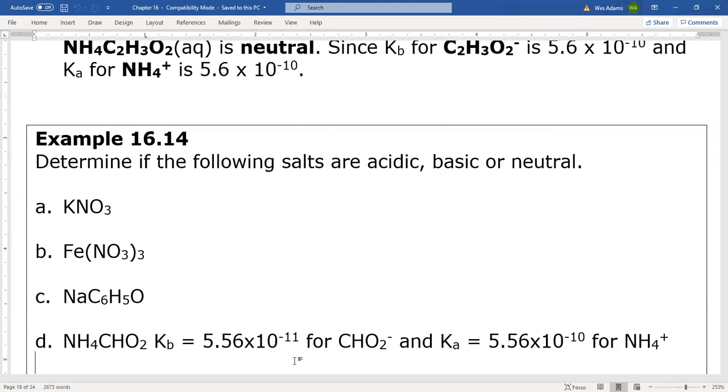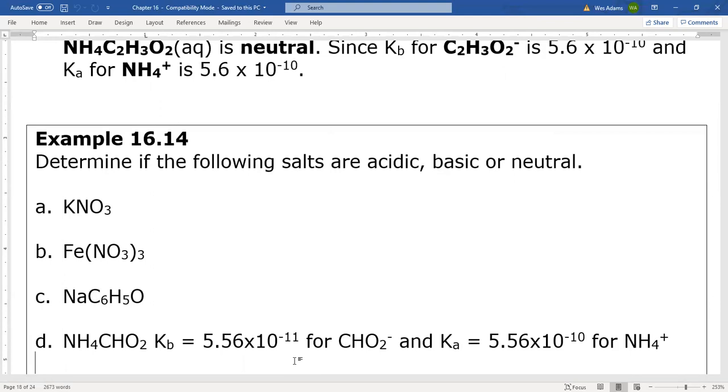Iron nitrate. Again, nitrate comes from nitric acid, which is a strong acid. Iron is a transition metal, though, and it's a +3. Highly charged ions, in particular transition metal ions, tend to be weakly acidic. And that's somewhat of a little case we'll talk about later. But if you see a transition metal atom, particularly one that's +3, you should start thinking weakly acidic. And so we'll say that one is acidic based on that.